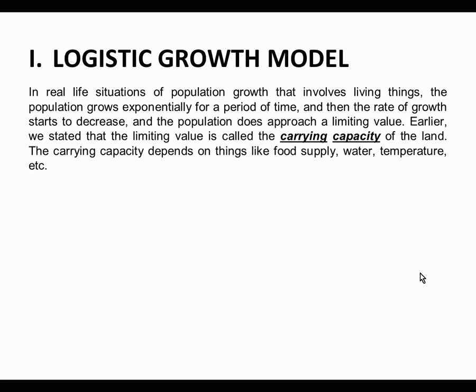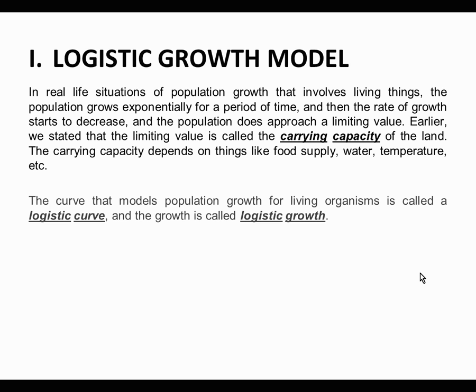It can change if there's a severe drought or something like that. It also depends upon how long the gestation period is for the animal. Does it take a long time for them to start to reproduce? So the curve that models population growth for living organisms is called a logistic curve, and the type of growth is logistic growth.